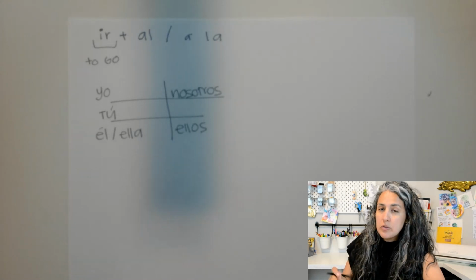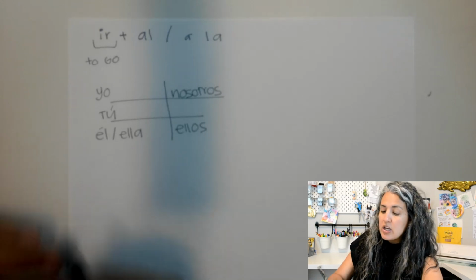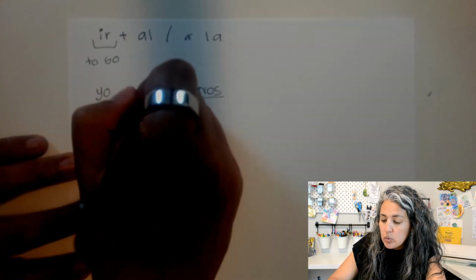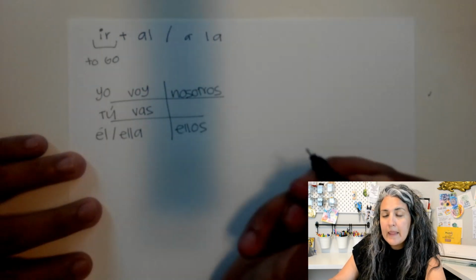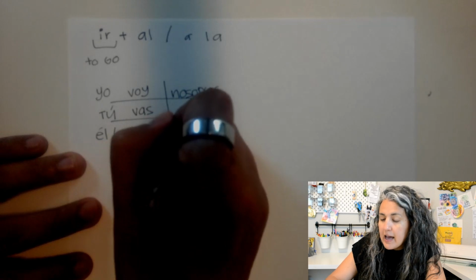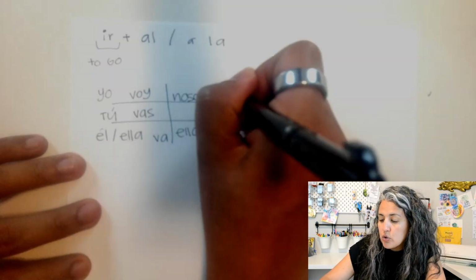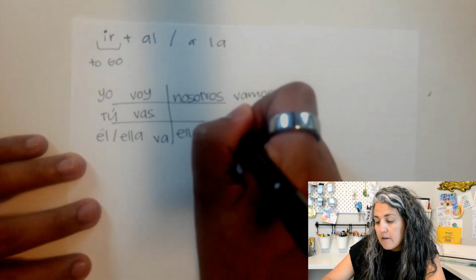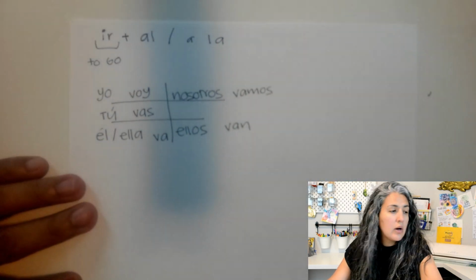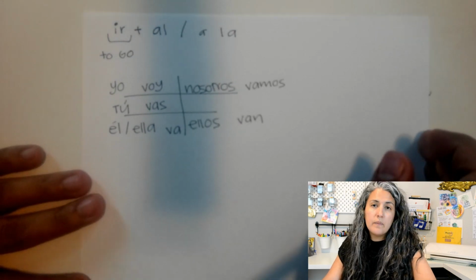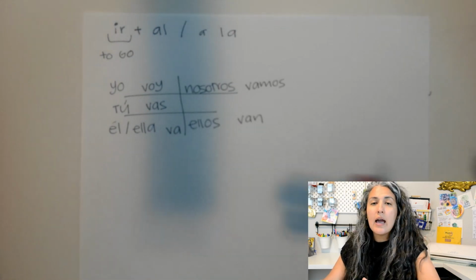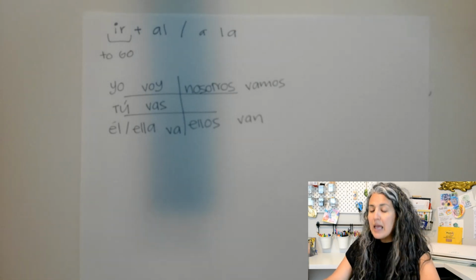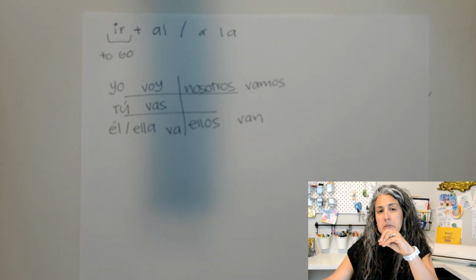So we already know how to conjugate the verb ir. Yo voy. It's an irregular. Tú vas. Él or ella va. Nosotros vamos. Y ellos van. So we already know how to say the verb to go. I go to eat. Yo voy a comer. I go to drink. Yo voy a beber, etc. So this time we're talking about places specifically.